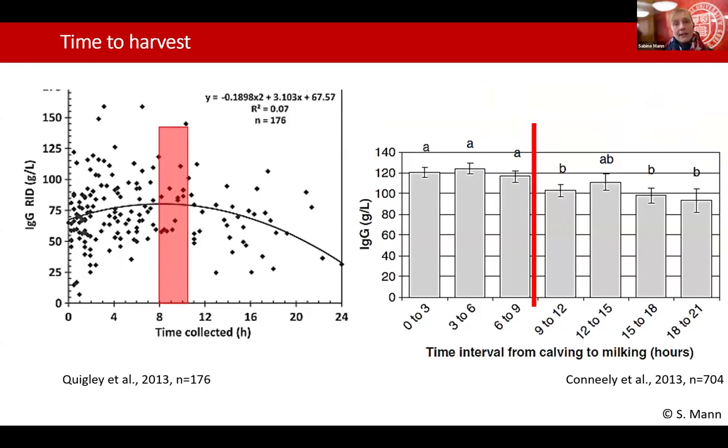And one question then for harvest is, how long can I wait to milk the cows after calving? The time to harvest here, shown from two different studies, does not have a linear effect on colostrum IgG concentration, meaning that you have a few hours after the cow has calved to get colostrum out of them and not lose any of the quality of the colostrum. But then when you hit a certain threshold, around 8 or 9 hours, you get a rapid decline in the quality. So in most systems where you milk cows at least 3 times a day, you can probably get the best quality of colostrum that way. Again, recognize that you don't want to wait 8 or 9 hours to feed the calf. So in these instances, if you can only milk 3 times a day, you're probably working with a colostrum bank to get the calves fed pretty quickly.